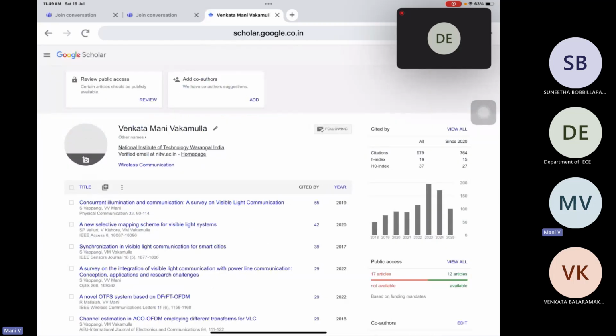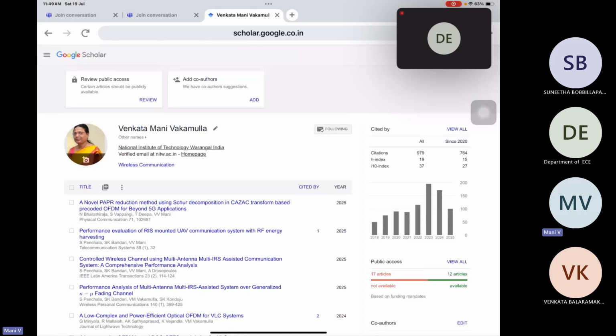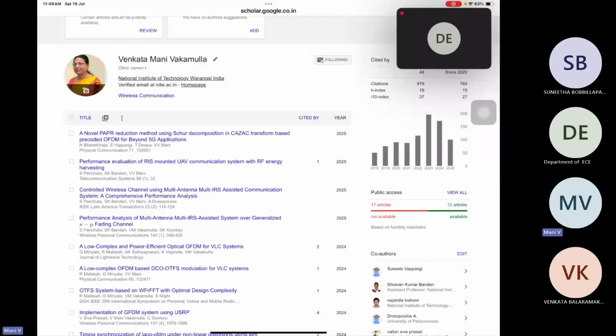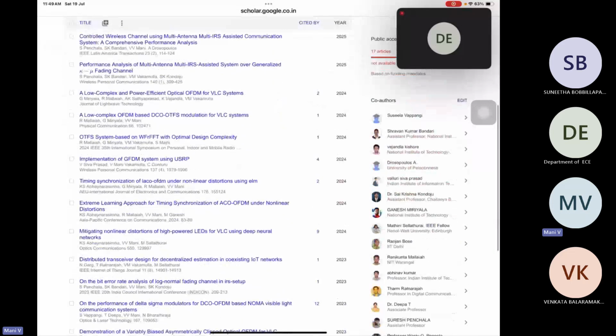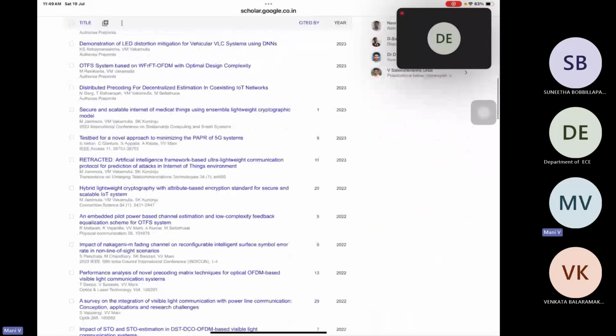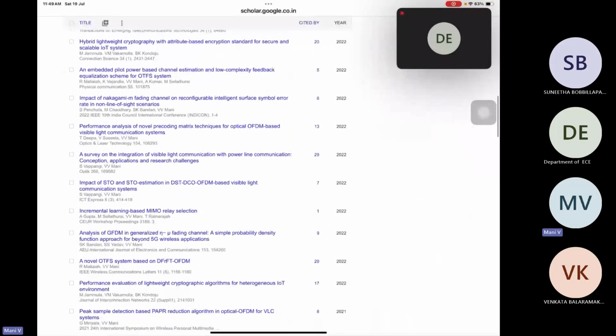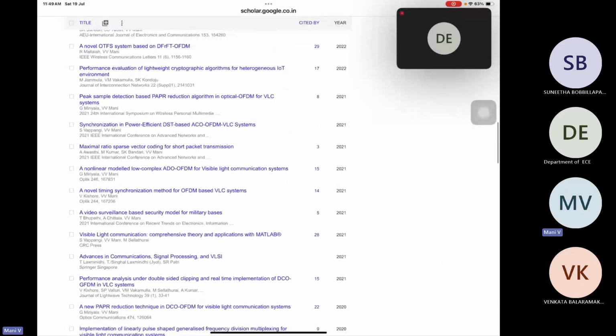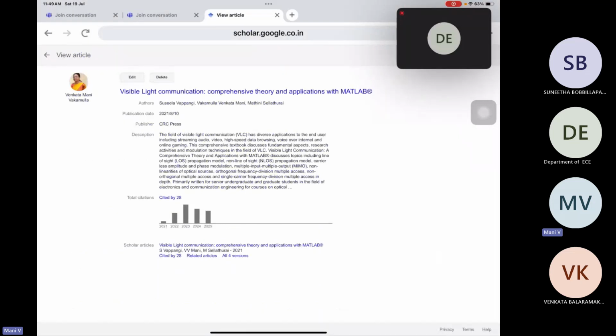So you can verify our research in my Google Scholar citations. Also, we are working with RIS. The book is Visible Light Communication: Comprehensive Theory and Applications with MATLAB. You can also find MATLAB programs included.